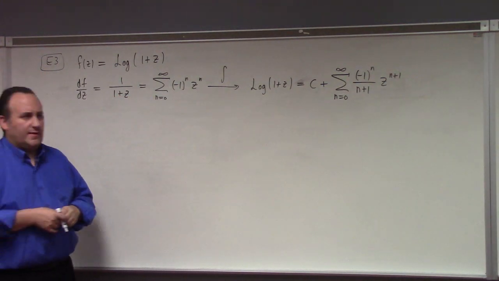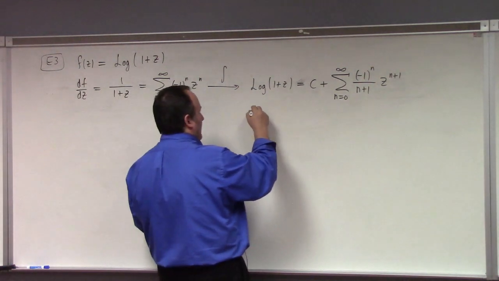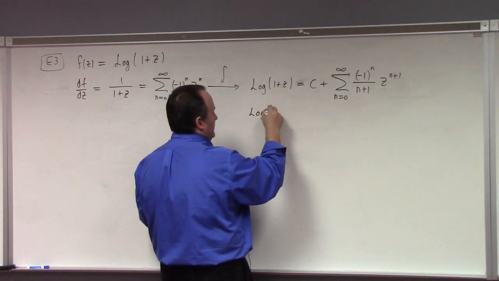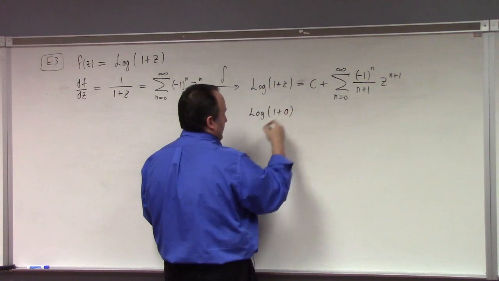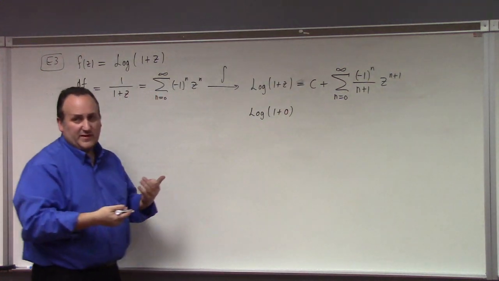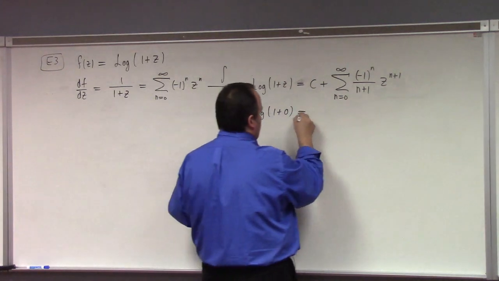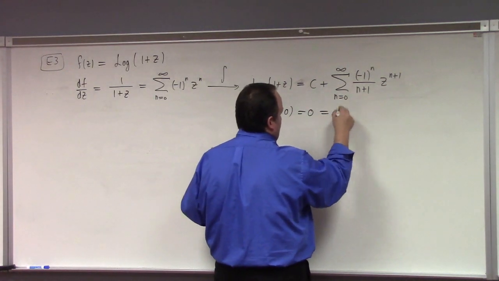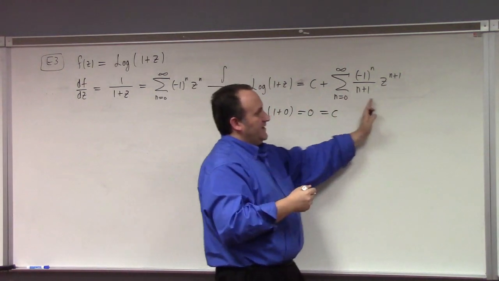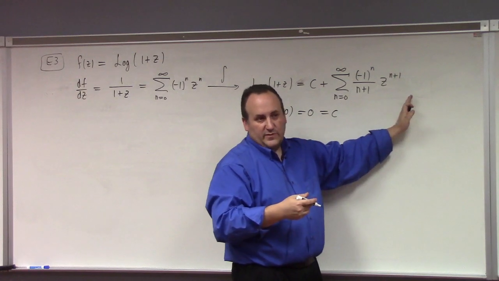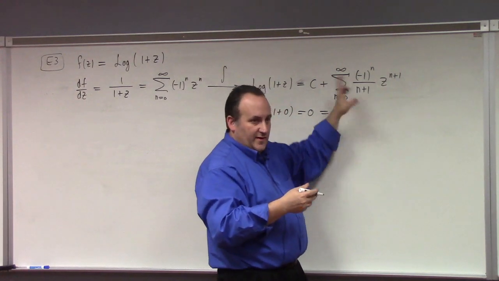What do we do? What do we know? How about 0? What happens when we plug in 0? What's log of 1 plus 0? What's the principal log of 1 plus 0? Guess what? It's 0. Yeah, this is 0. And that's equal to C. Because everything in here has a z in it. So when you plug in z equal to 0, that just drops out.